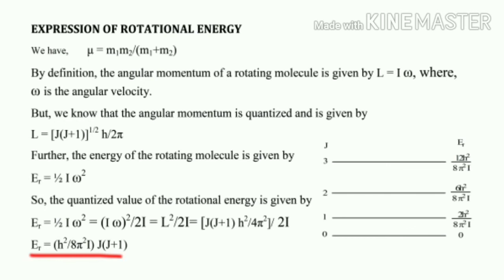So using this expression, we can find out the energy of the different rotational levels as shown in this figure. When J is equal to 0, we get E_R is equal to 0. This is the lowest rotational level and its energy is 0. When J is equal to 1, E_R is equal to twice h square divided by 8 pi square I. When J is equal to 2, E_R is equal to 6 h square by 8 pi square I, and so on. In this way we get the various rotational levels along with their energies.